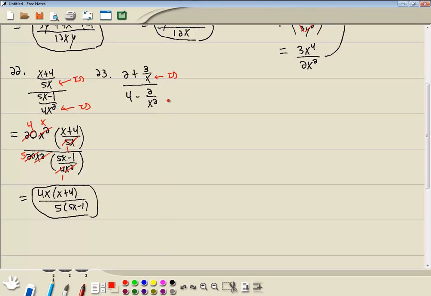Here's our inner denominator, and here's our inner denominator. Now we will multiply everything by the LCM of all our inner denominators. I'm looking for the greatest number of x's in a single inner denominator. There's 1 here, there's 2 here, so the greatest number of x's is 2. So we're going to multiply everything by x squared.